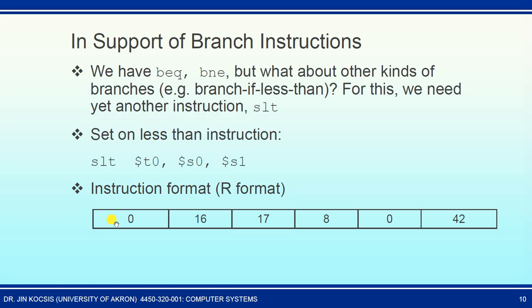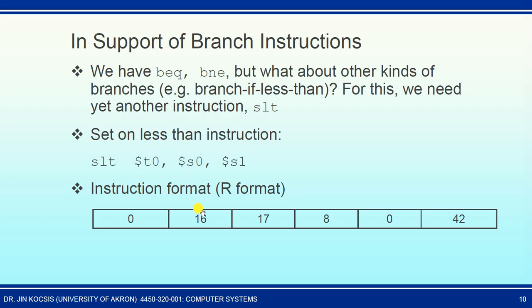First, always 0, which is the operation code. The last segment is the function code. Here, set on less than has a function code of 42, so I put 42 here. And because this one is not shift left logical or shift right logical, the shift amount segment will be 0.